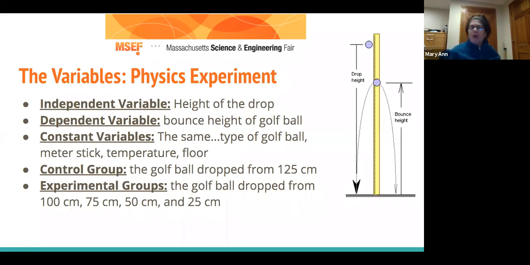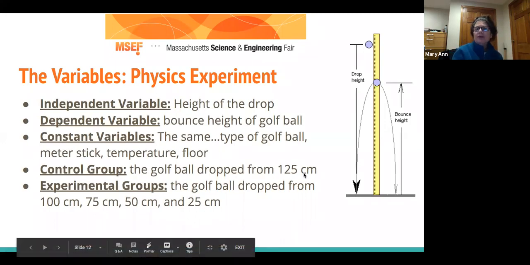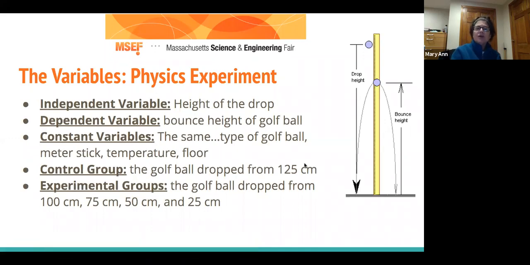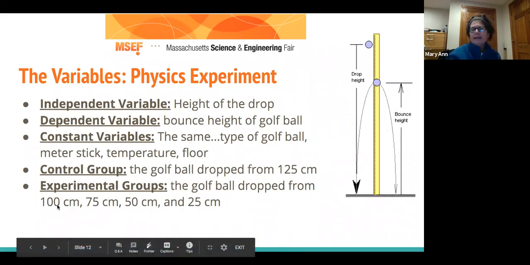I don't know what drop height is found in nature for golf balls. In this one, I encourage kids to choose one of the ends, either your lowest drop height or your highest drop height. So for this experiment, I chose the 125 centimeter group, like all the balls dropped at 125 centimeters. That's going to be our control group. Okay. Then notice how the drop heights get lower and lower for my experimental groups.